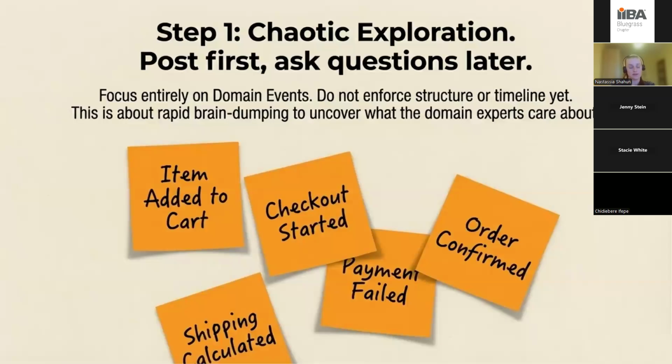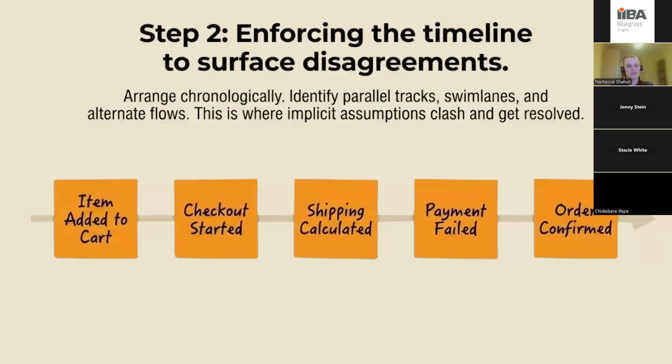Once the wall has enough events, we can start adding more structure to it. So the next step is to enforce a timeline. We take all those events that were added in the previous step and arrange them from left to right chronologically. This way, we are removing duplicates and we are starting discussing the sequence in a group. This is where hidden assumptions really begin to surface.